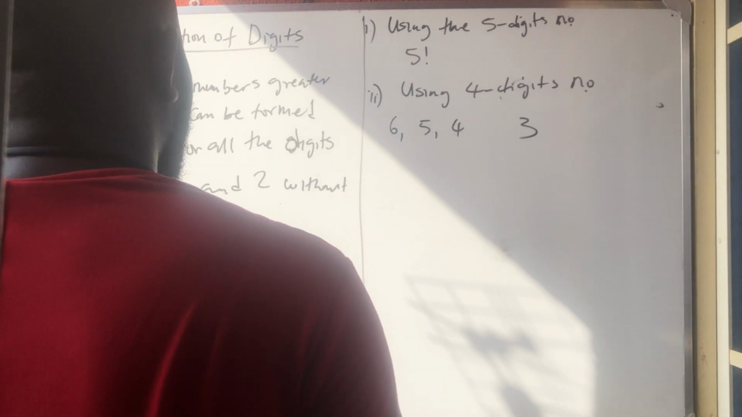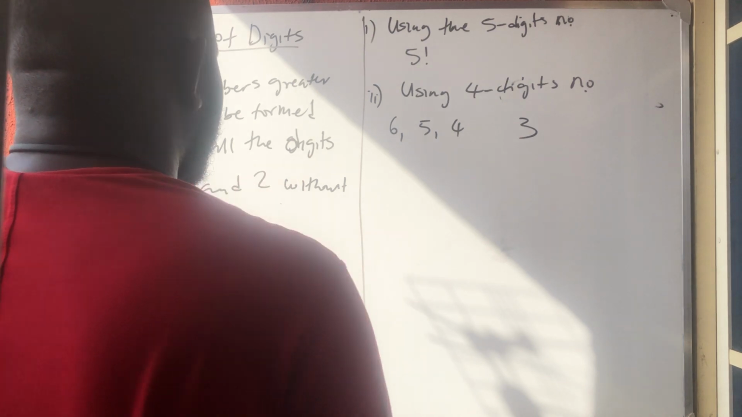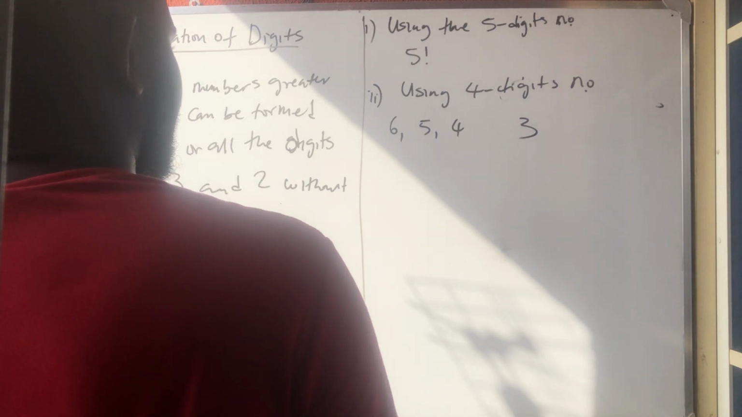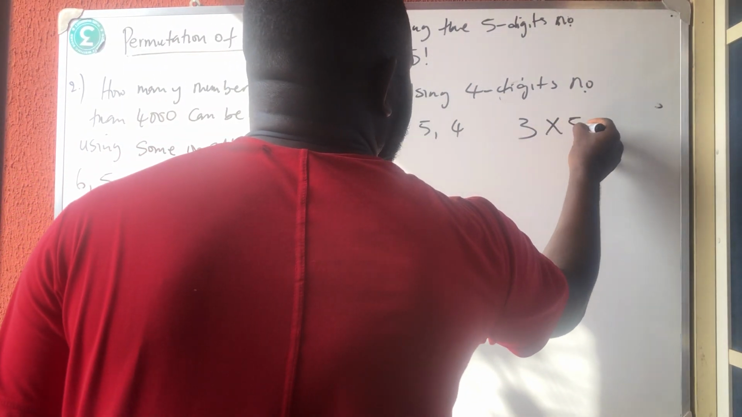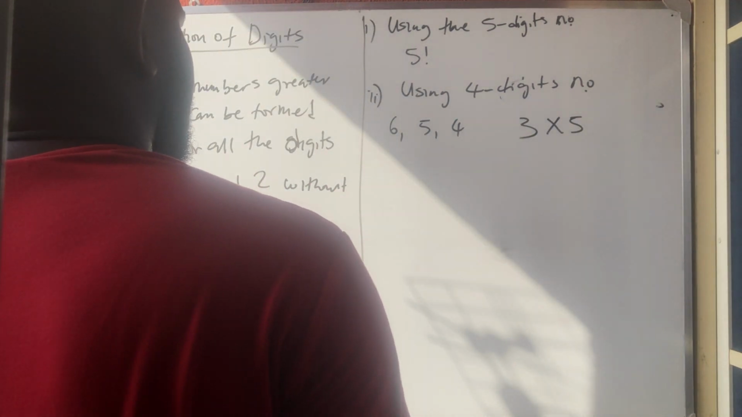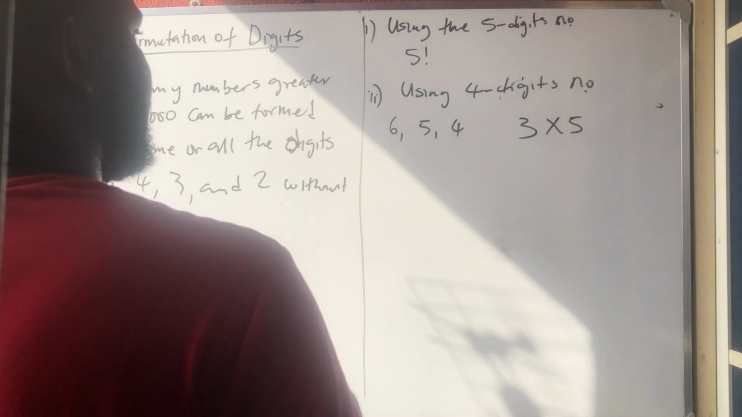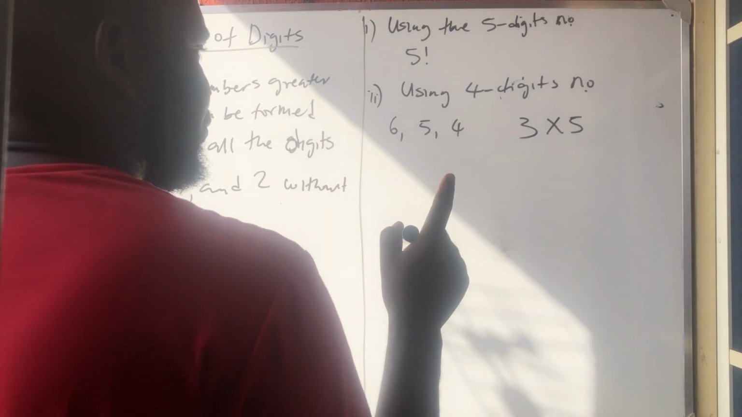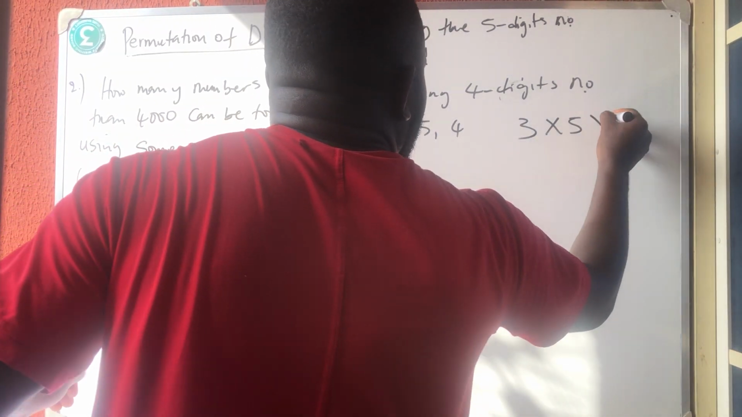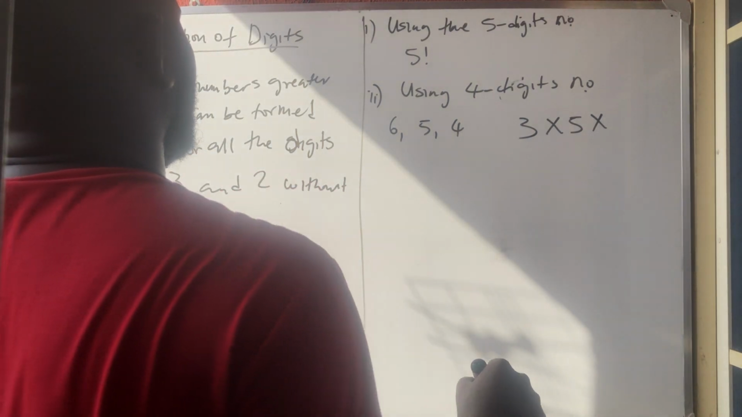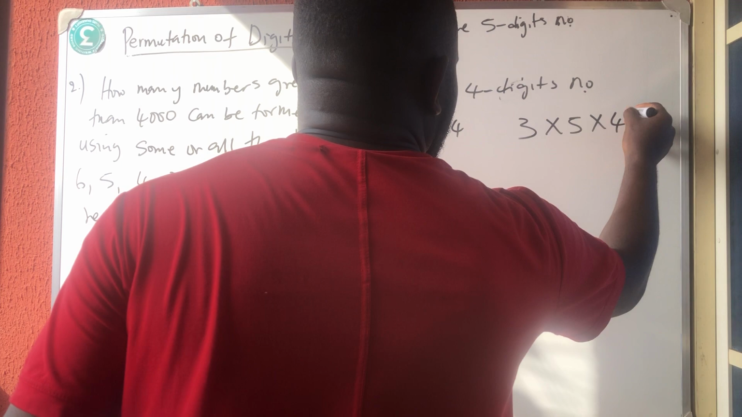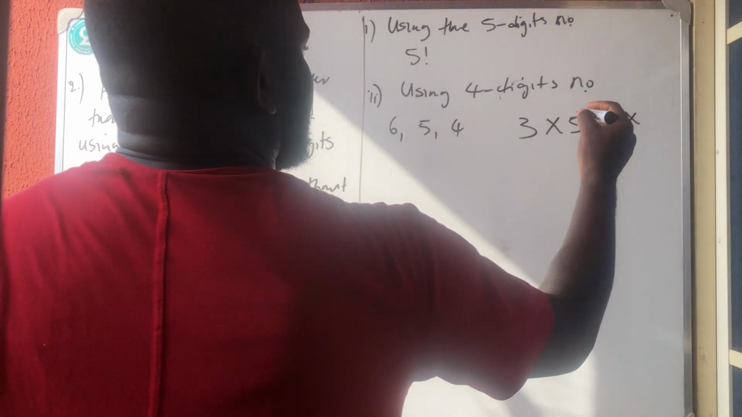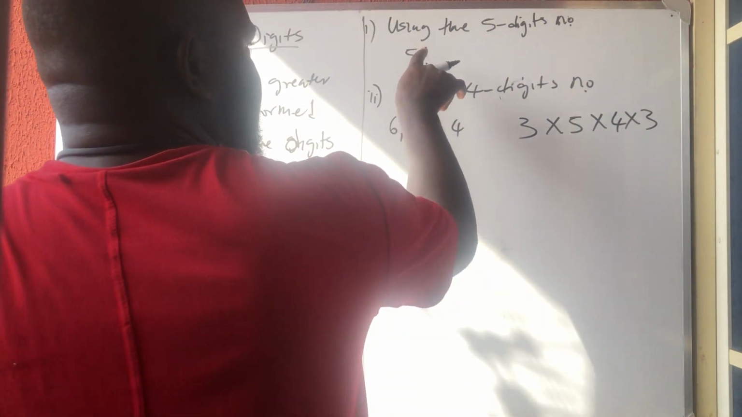In the second one, we can use any of the 6 numbers, but since we have taken 1, we are left with 5. We can use any of the 5, because there is no repetition. Now for the third one, remember you are forming a 4-digit number. We can use any of them, but we have already taken 2 out, so we are left with 4, times the last one, we are left with 3.